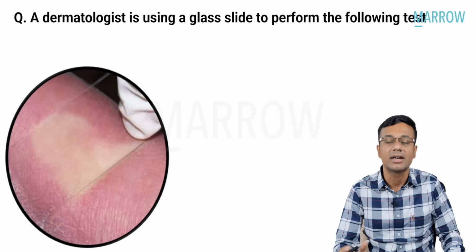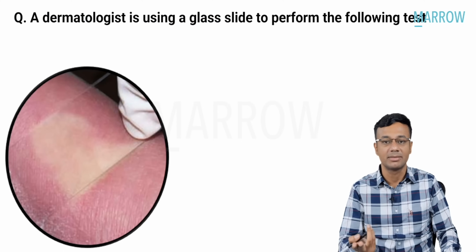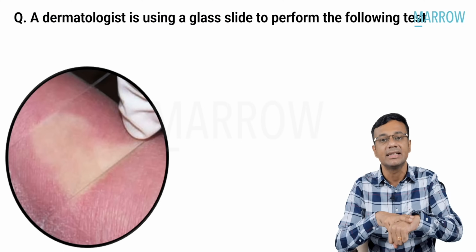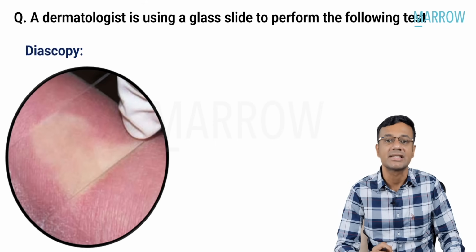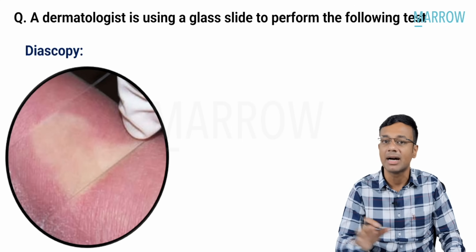A dermatologist is using a glass slide to perform the following test. So what is the dermatologist doing? He's taking a glass slide and pressing the lesions in dermatology. The name of this test is called diascopy. And in diascopy, what happens? We want to distinguish between erythema and purpura.